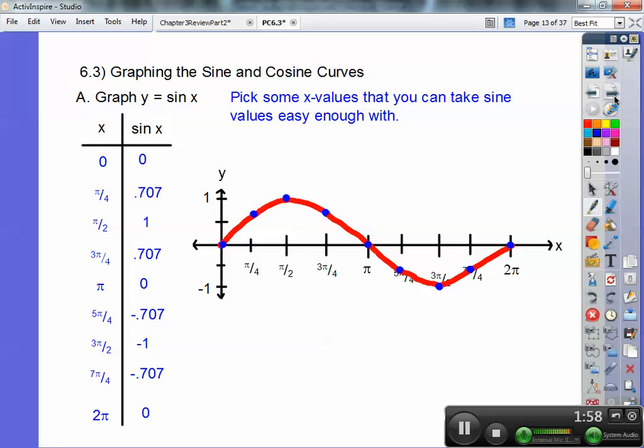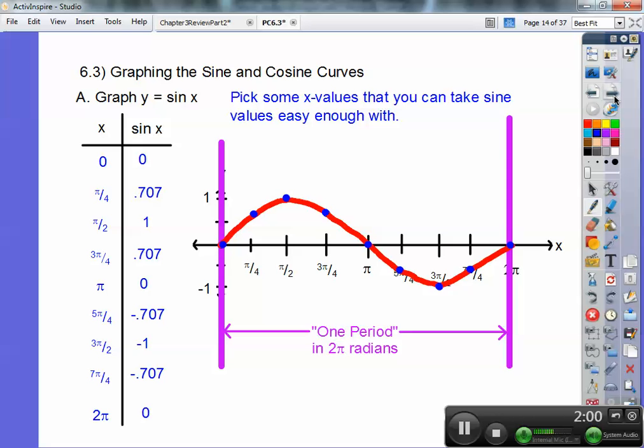And it doesn't stop there, you guys. It keeps going and going. There's one period of a sine right there. It's one cycle of a sine. And it just keeps going on and on. So one period, in precalculus, is 2 pi radians. Okay, and you can keep going and going and going.